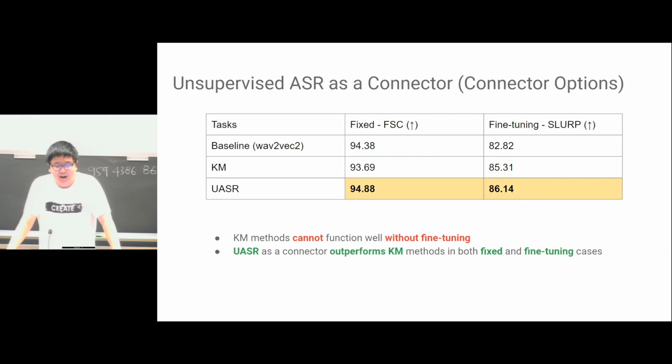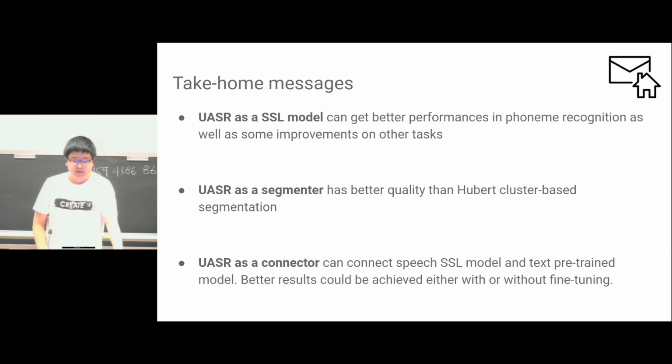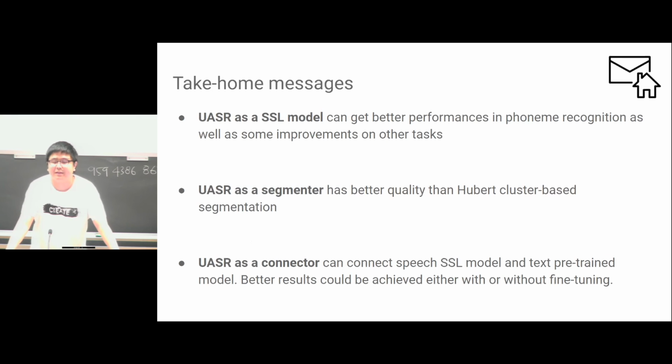But we also can outperform the original baseline as well as the k-means method by doing the fine-tuning over the training. So the final take-home messages will be something like that. The unsupervised ASR as a self-supervised model can get better performance in phoneme recognition, as well as some improvements on other tasks. And the unsupervised ASR as a segmenter will have better quality than HuBERT cluster-based segmentation. And for unsupervised ASR as a connector, we can connect speech self-supervised models and text pre-trained models, and better results could be achieved either with or without the fine-tuning here.